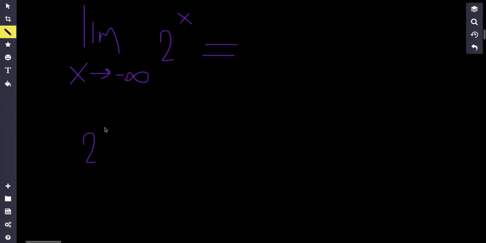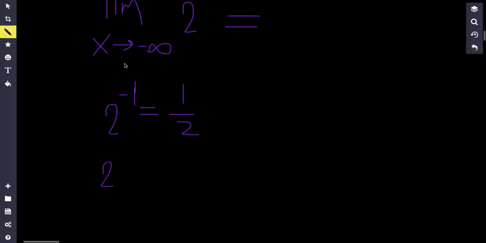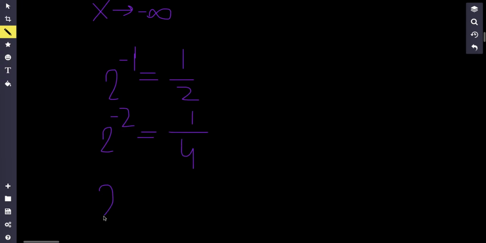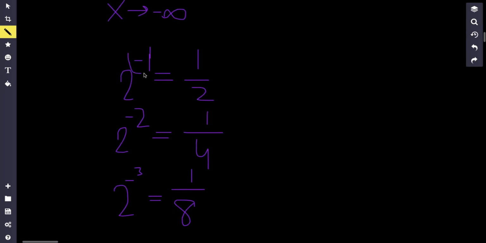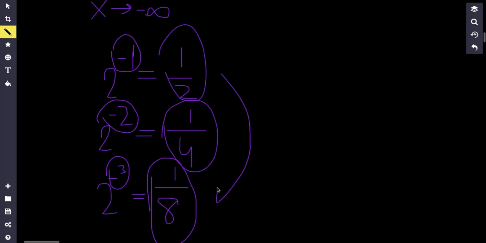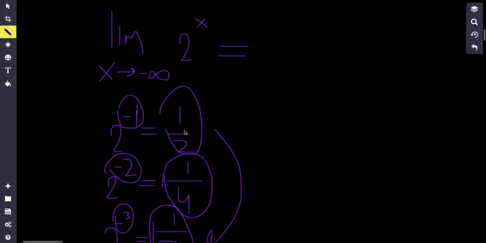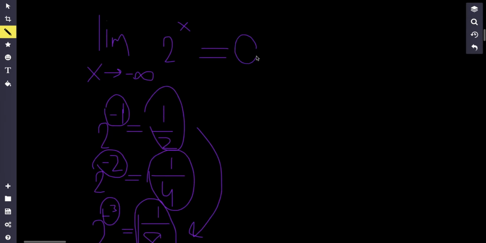So let's say we have 2 to the x. Let's say our x value is -1. 2 to the -1 power is 1/2. What about if our x value was -2? 2 to the -2 power is 1/4. What about 2 to the -3 power? Well, it's 1/8. So it seems like as our x value becomes more and more negative, our y value, or the result from that, becomes smaller and smaller, right? So that means we can say that the limit as x approaches negative infinity of 2 to the x is equal to 0.